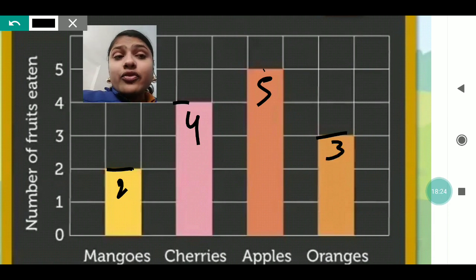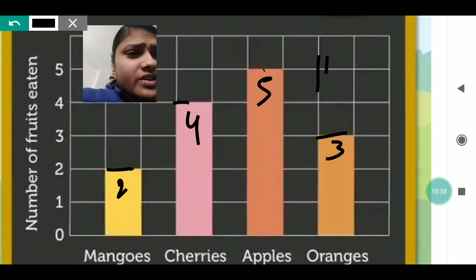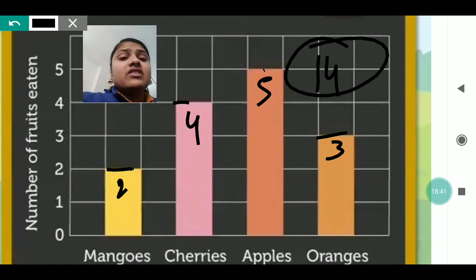So what is the total number of fruits which he has? You have to add all. 2 plus 4 is 6, plus 5 is 11, and plus 3 is 14. The total fruit which he has is 14. And which fruit is the maximum? That is apple, and which fruit is the least? That is the mango.